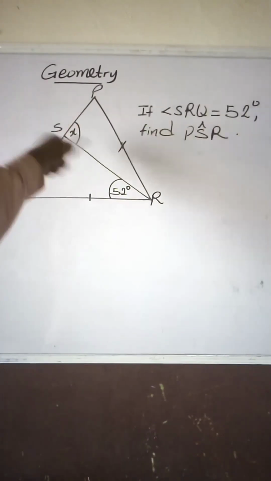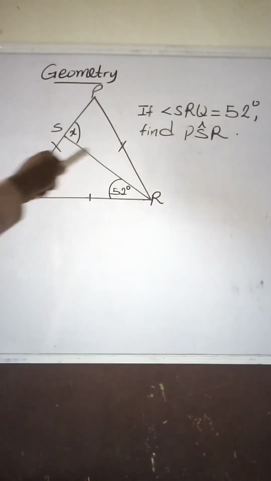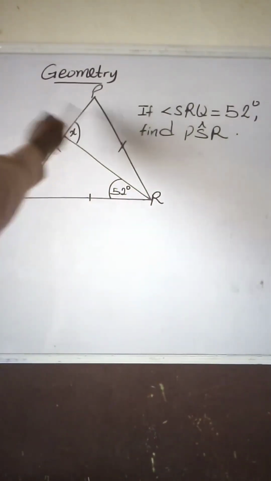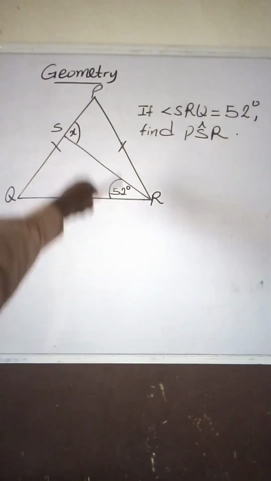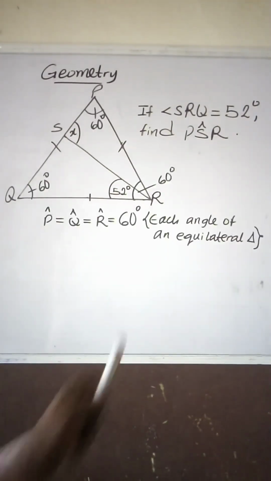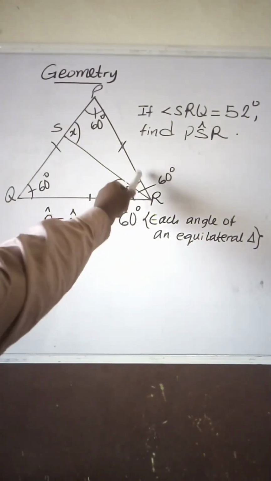That is angle PSR. So you can start by applying the theorem, which states that each angle of an equilateral triangle is 60 degrees. 60 degrees here, 60 degrees here, and then 60 degrees here. That is each angle of an equilateral triangle. Now let's label this small angle as K, angle K.